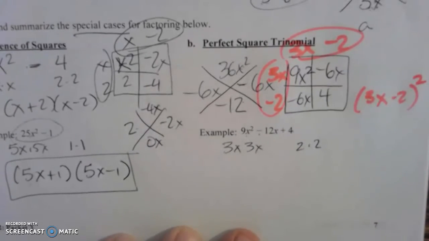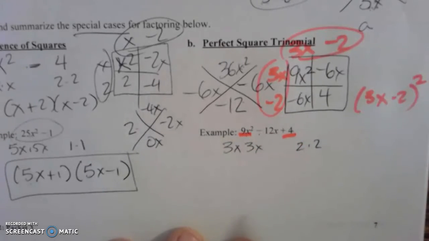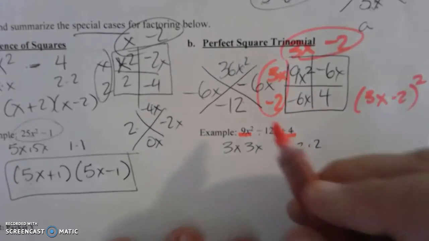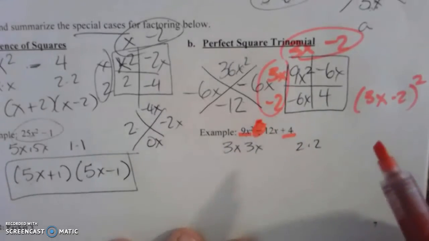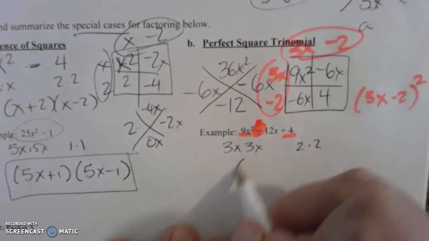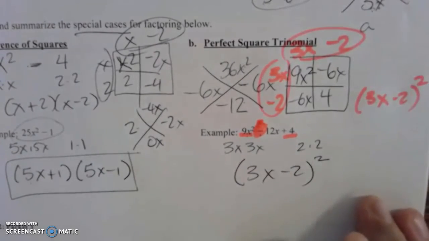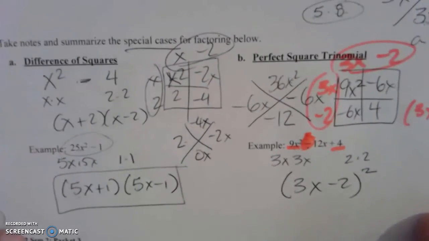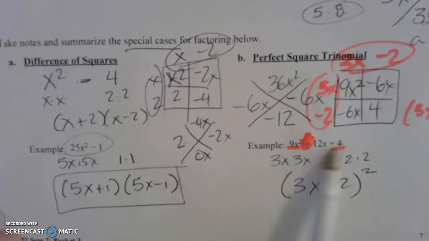But again, if you can notice that this first term and this last term are perfect squares, then you're going to use the sign of the one in the middle. Well, now I just made it so you can't see what it is. I'll highlight it. And then you would just write that as 3x minus 2 squared. So these are things to look for to make your life a little bit easier if you have a difference of perfect squares or a perfect trinomial square.